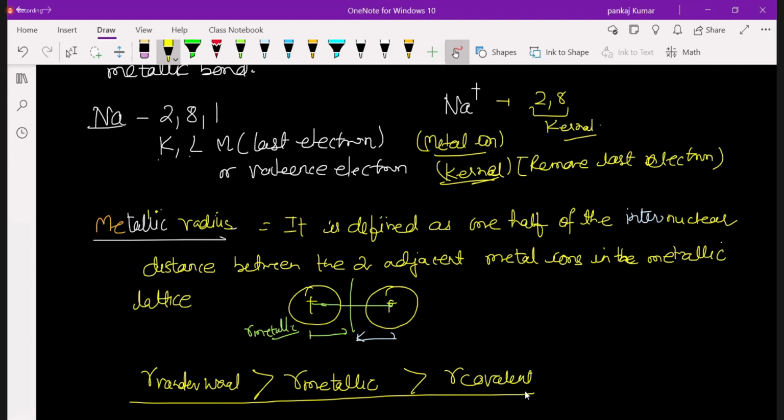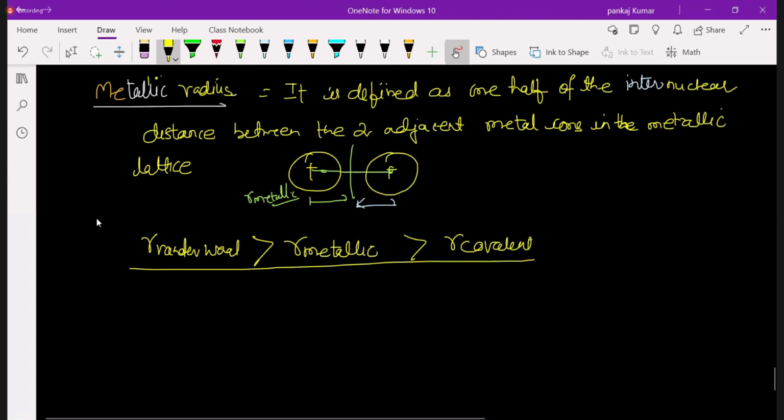Now we see the variation of atomic radii in the periodic table. After that, we will see the ionic radii. First, you see the variation of atomic radii in periodic.